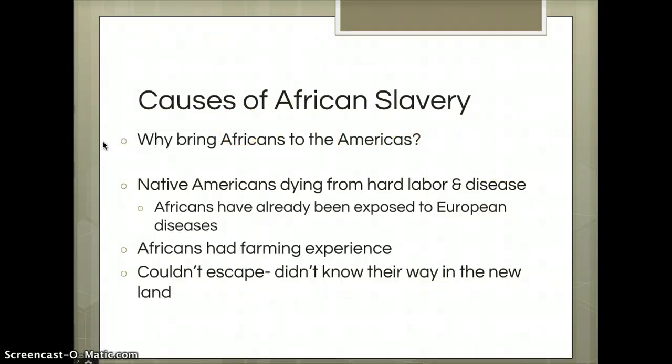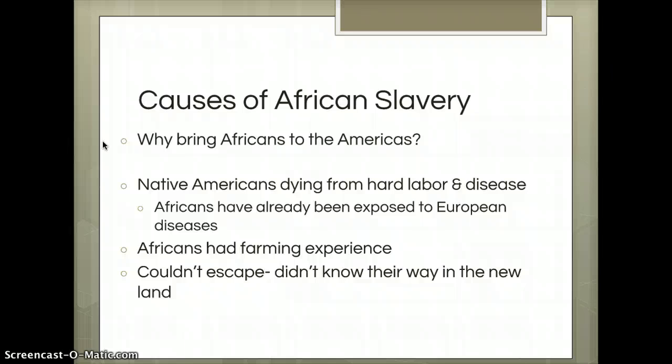As you can imagine, the Native American population was dying from the labor on the encomiendas, the plantations and the mines, and smallpox, of course, is just decimating the population. So the Europeans get the idea, since the slave trade was existing already in North Africa, of bringing the slaves over, because Africans have been having contact with Europeans for centuries. So they're exposed to those diseases.